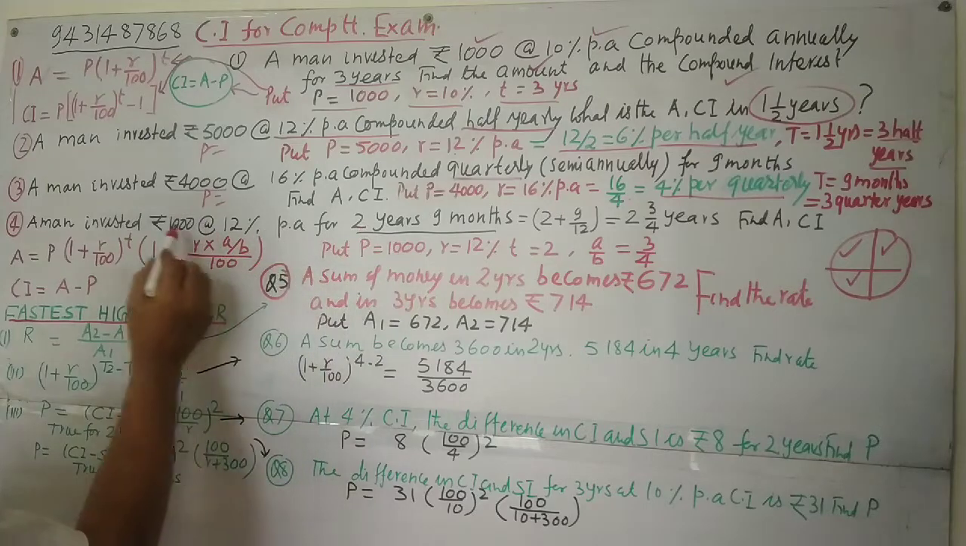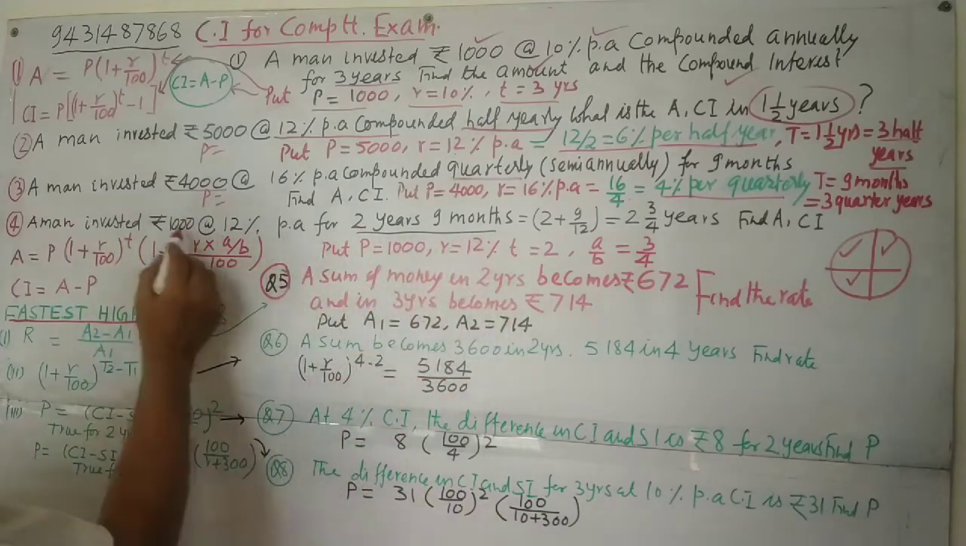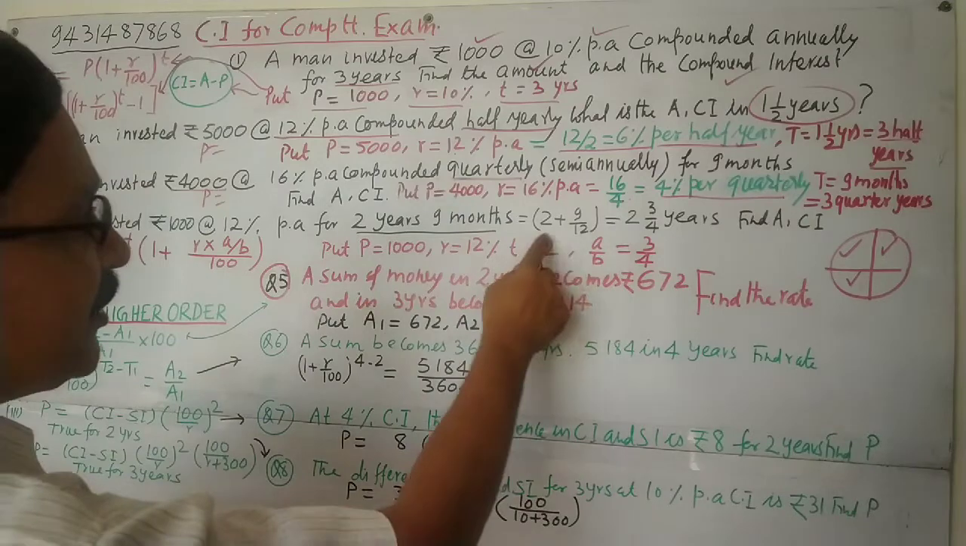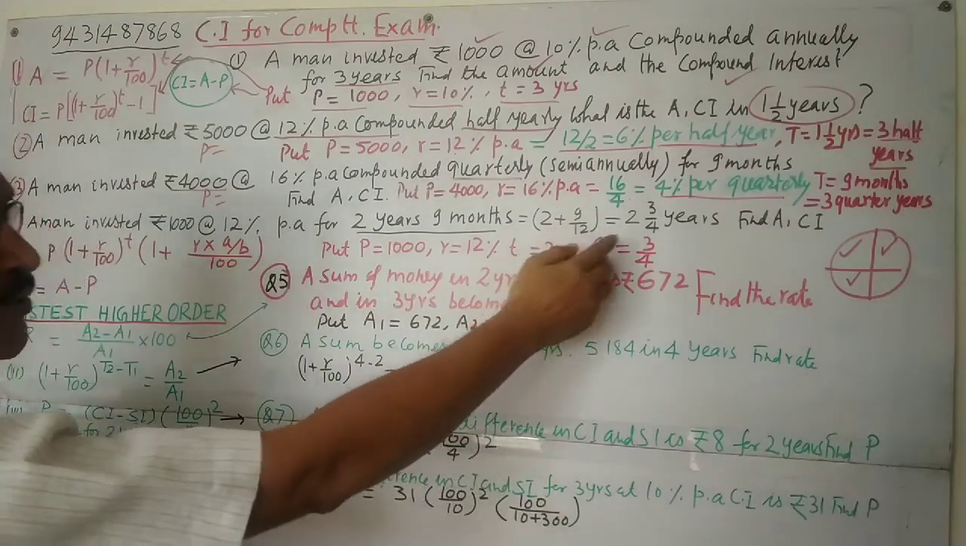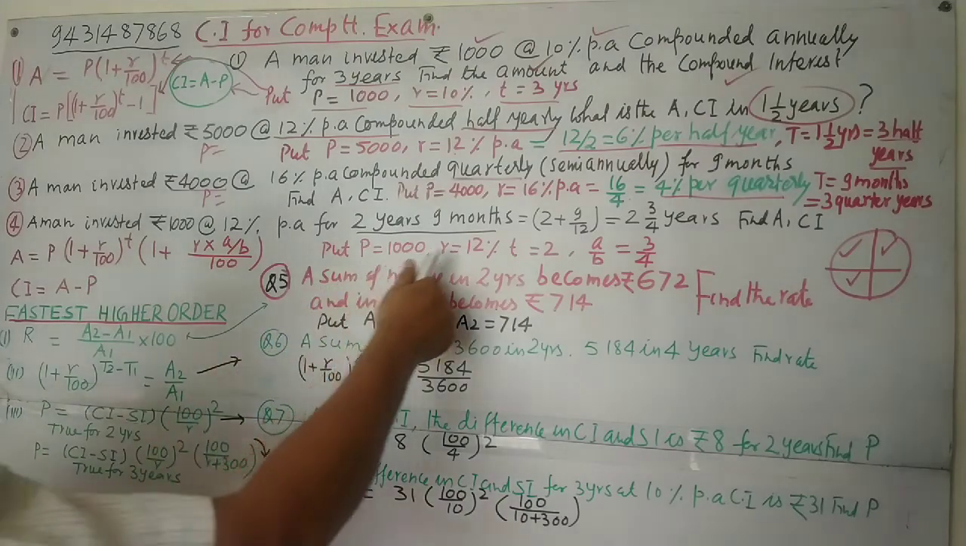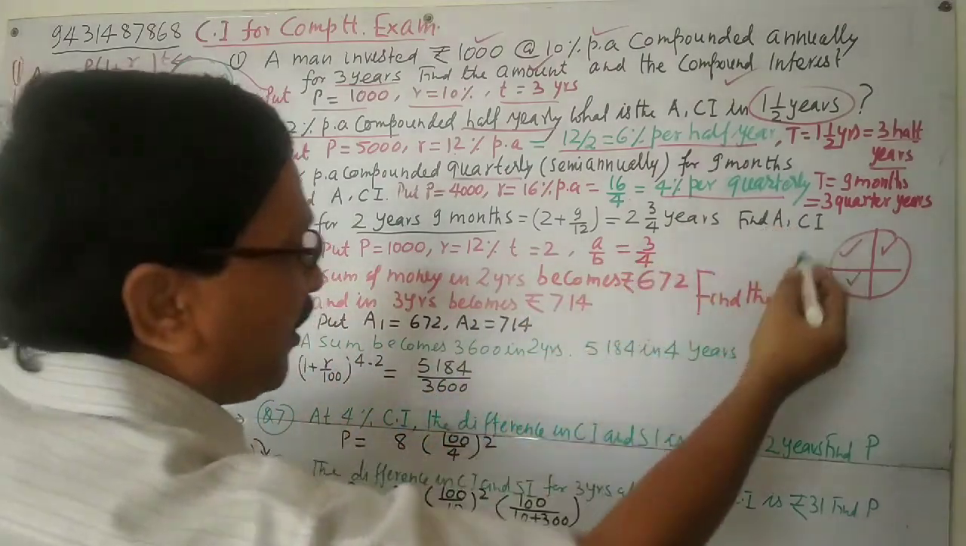Now this problem is a very high order thinking problem. A man invested rupees 1000 at the rate of 12% per annum for 2 years, 9 months. So convert it to years: 2 plus 9 by 12, this is this much. Now find the amount and compound interest.